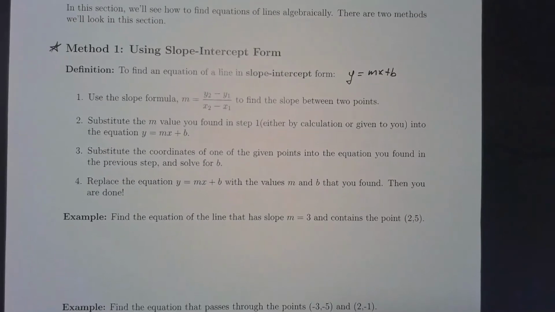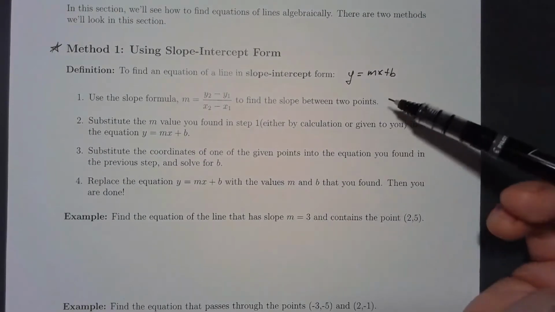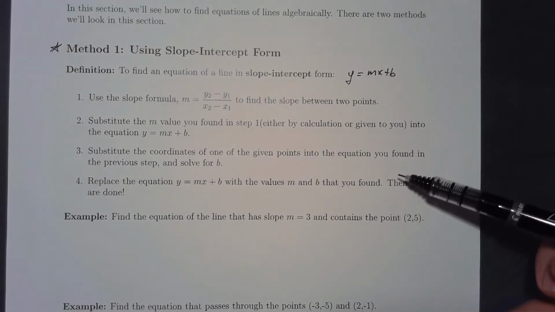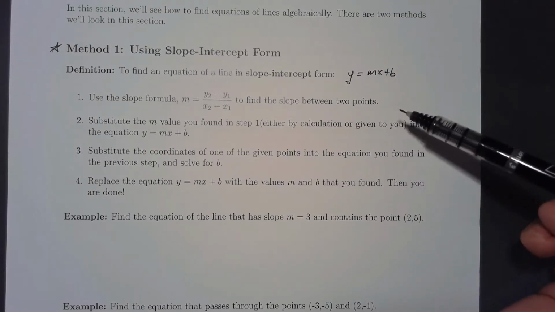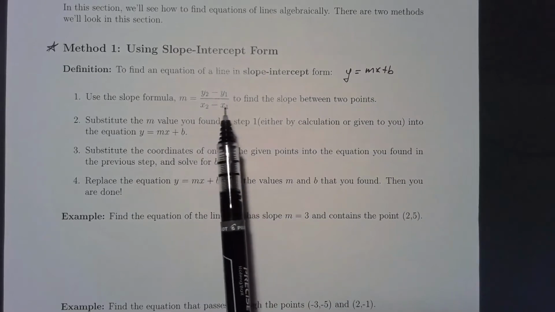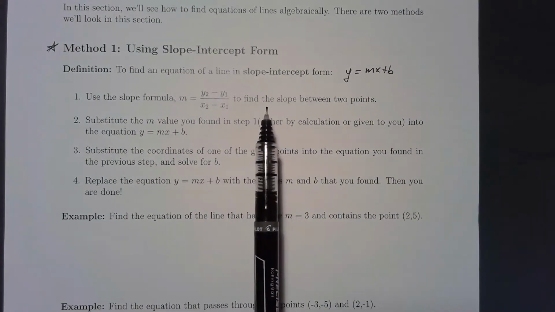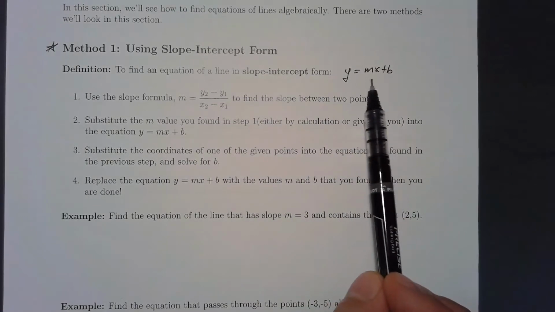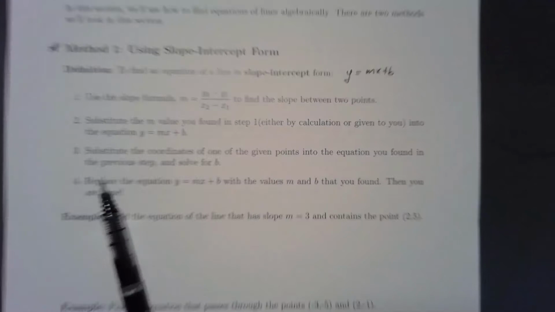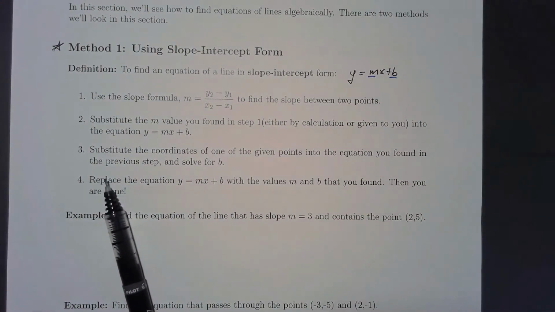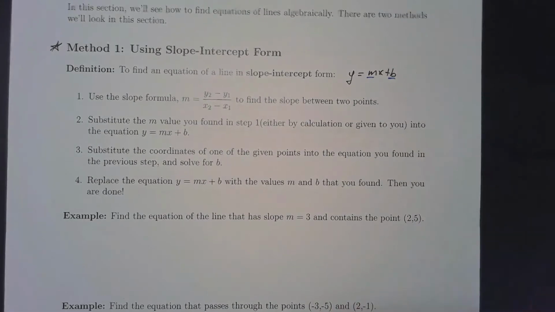Depending on which of these steps, or how many of these steps you have to go through, it just depends on what you're given in the problem. You may have to calculate the slope, or the slope might be given to you, because the whole idea of this is to build the equation. You have to find two things: the slope and the y-intercept. Once you find those two things, you have your equation of the line.